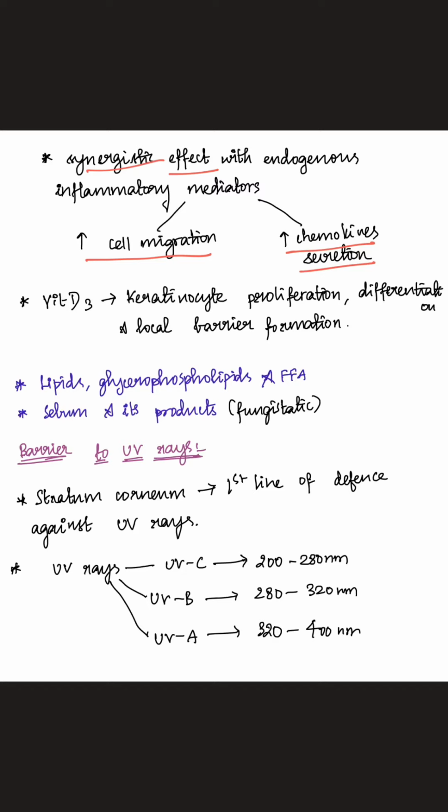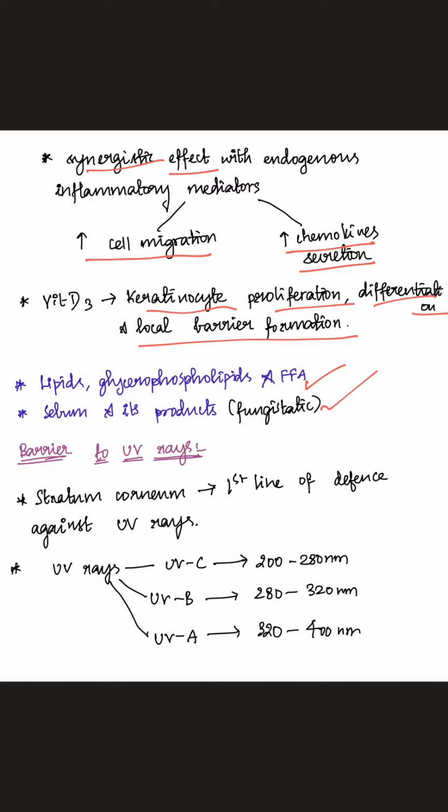Then this vitamin D3, in addition to inducing cathelicidin, also helps in keratinocyte proliferation, differentiation and local barrier formation. The other barriers to microorganisms are the lipids, glycerophospholipids and free fatty acids in the skin, and also the sebum and its products, which are fungistatic. Next, barrier to UV rays.